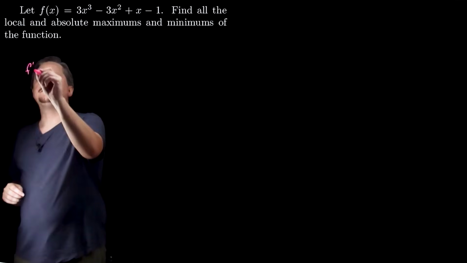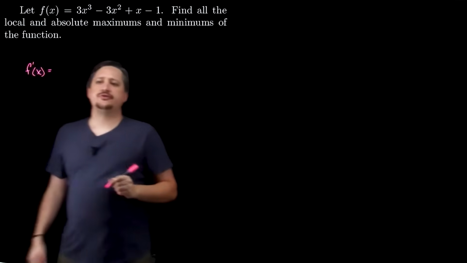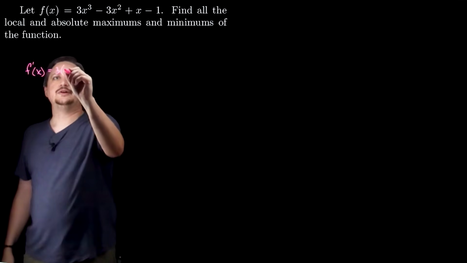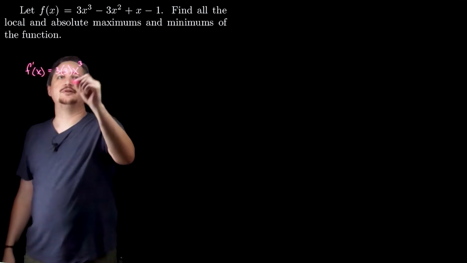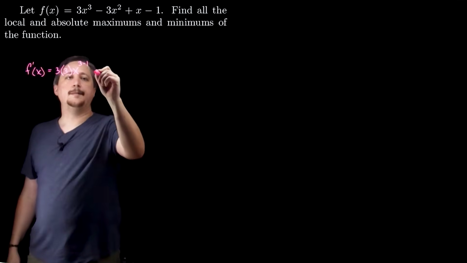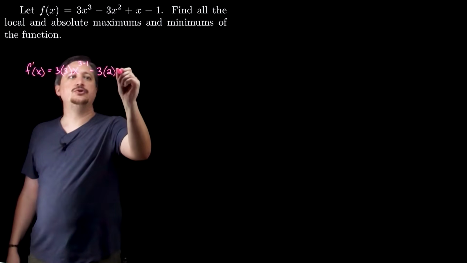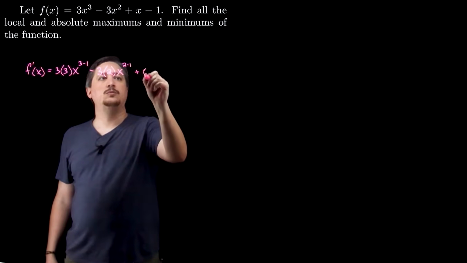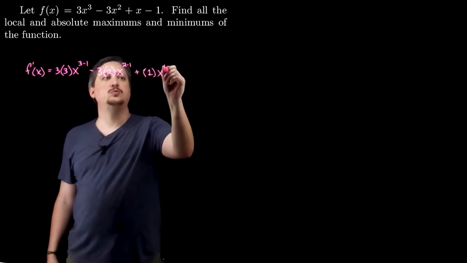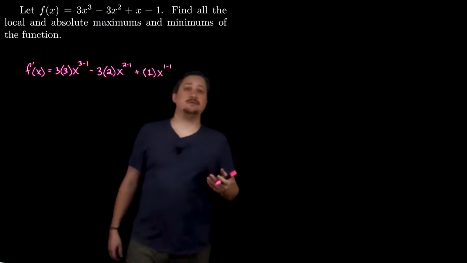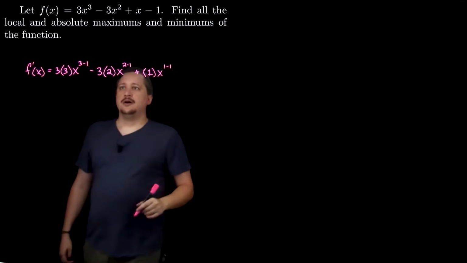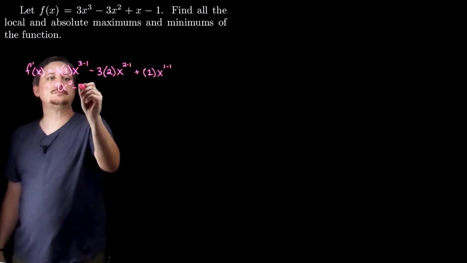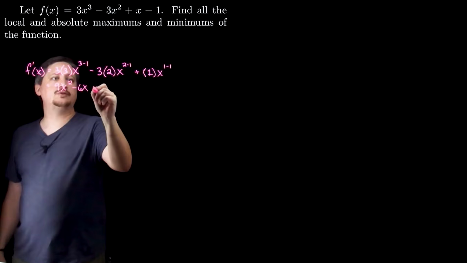So f prime. This is just a nice polynomial, so we're going to be doing the polynomial rule, right? So we get 3 times x to the 3 minus 1, minus 3 times 2x to the 2 minus 1, plus 1 times x to the 1 minus 1, and the derivative of negative 1 is 0. I'm going to clean this up a little. So this is 9x squared minus 6x plus 1.